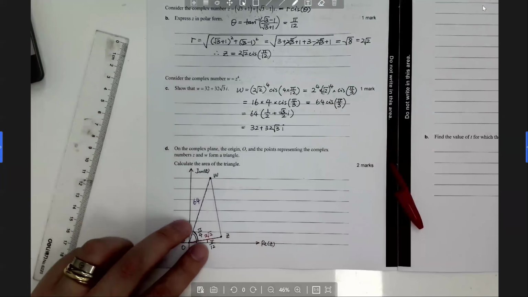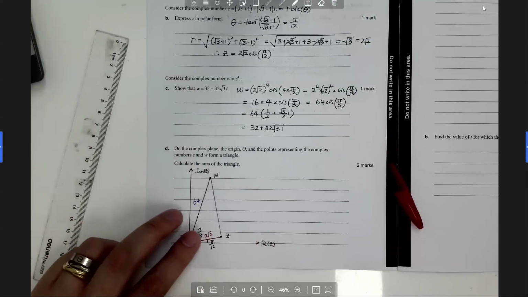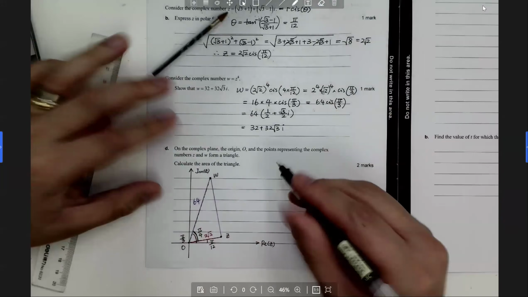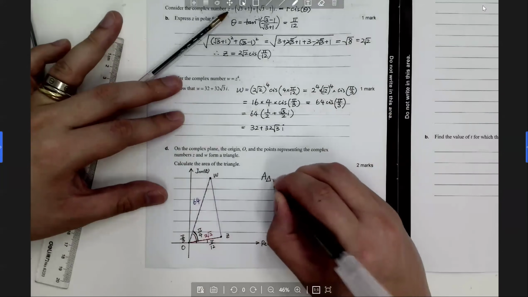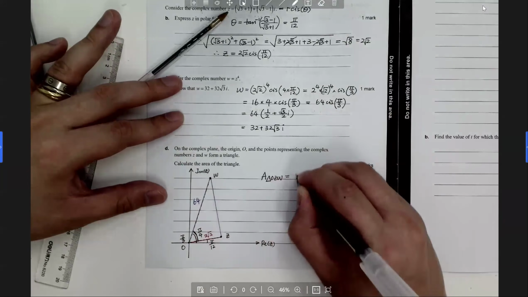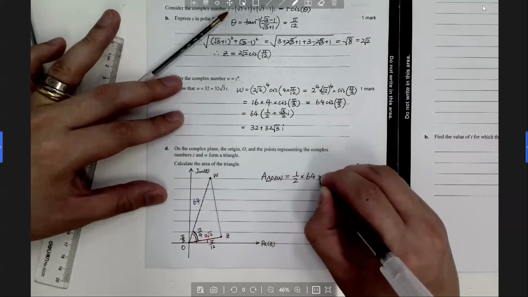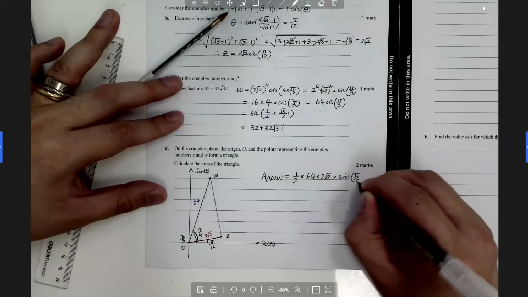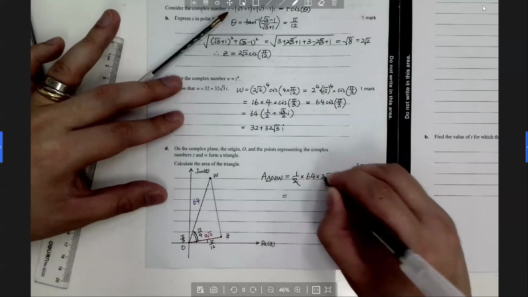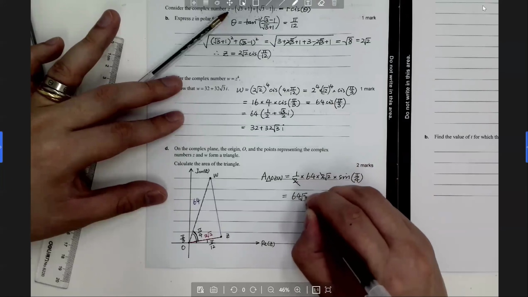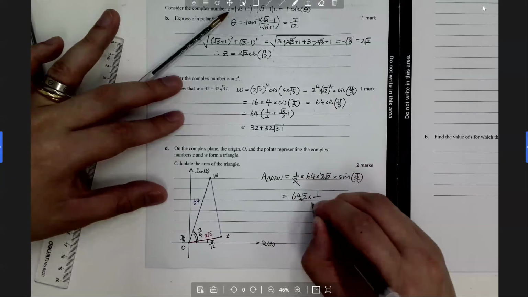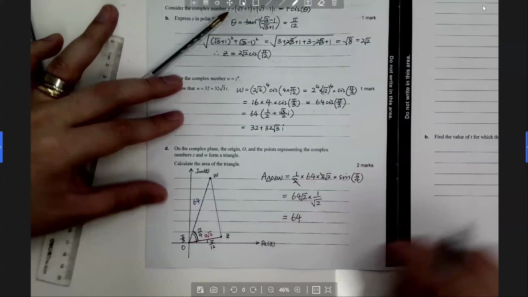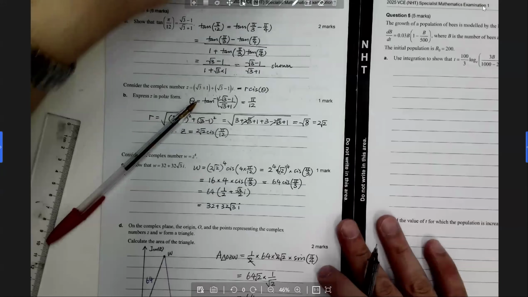Therefore, I can use an area formula for the triangle, half bc sine A, or half ab sine theta. So the area of triangle OZW equals half times 64 times 2 root 2 times sine of pi over 4. Eventually, 2 and 2 cancel out. We have 64 root 2 times 1 over root 2. So the answer is meant to be 64, I suppose. So that is the whole question 4, right?